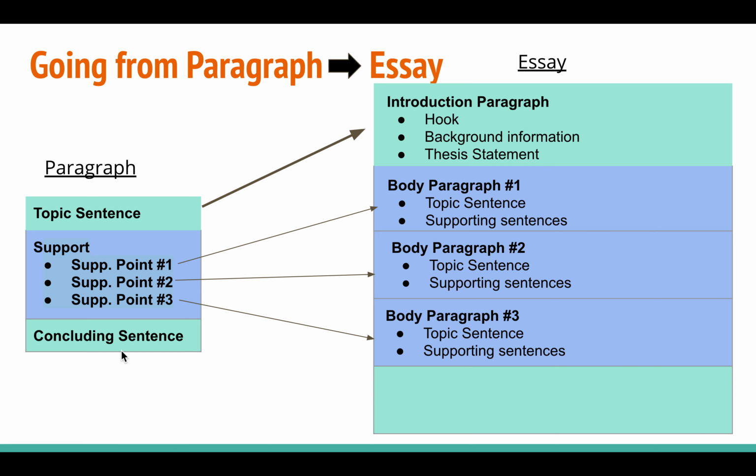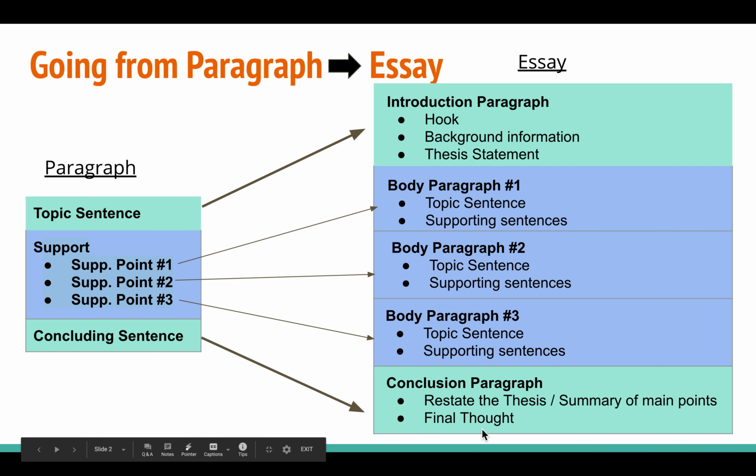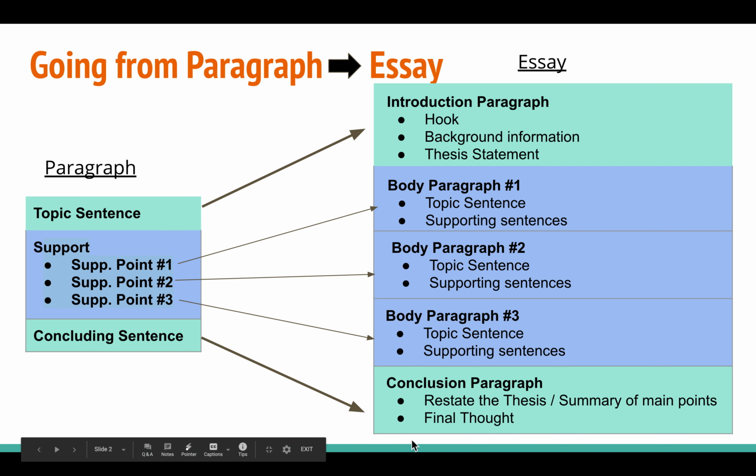Lastly, the concluding sentence is going to become a paragraph of its own called the conclusion paragraph. The conclusion paragraph looks very similar to what we've been learning already about paragraphs. It restates the thesis, or gives a summary of the main points. A summary of the main points would be like the 3 body paragraph points. And then it ends with a final thought that tells the reader, okay, the essay is finished, right?